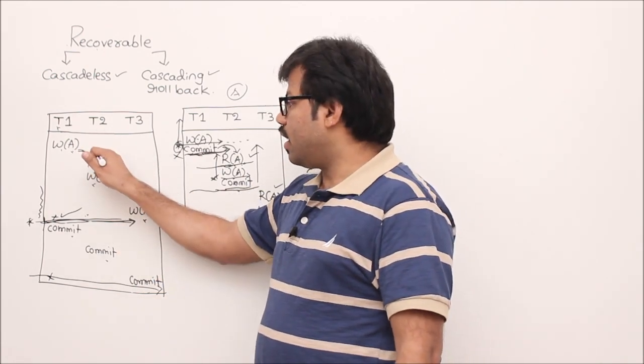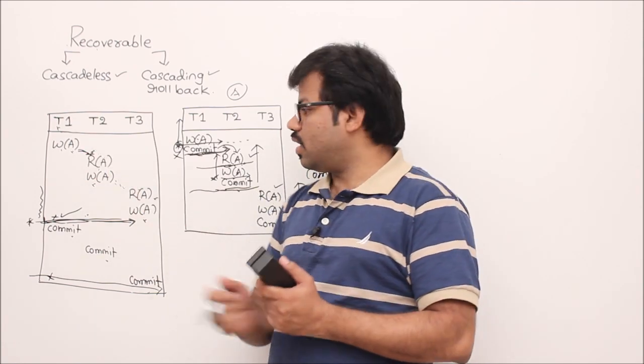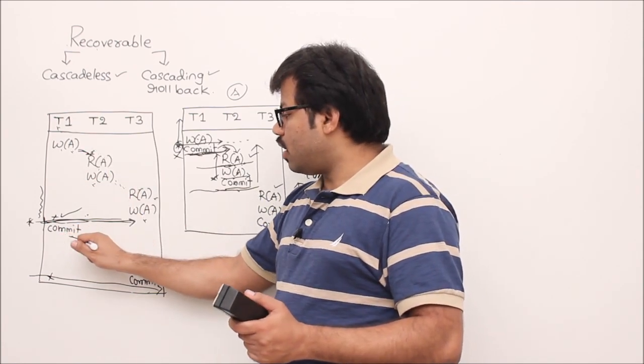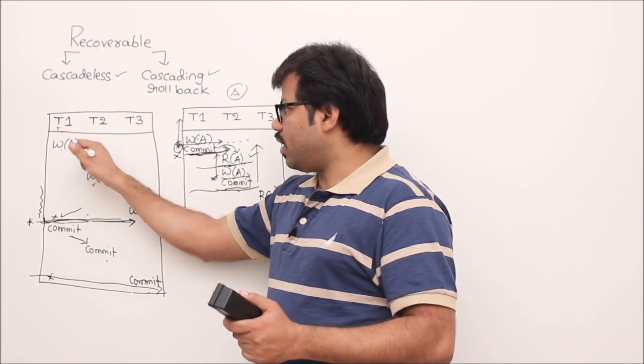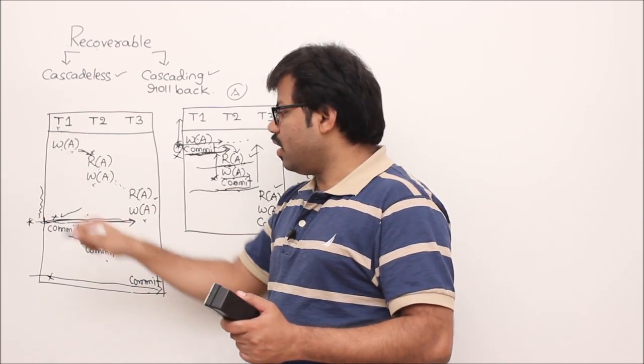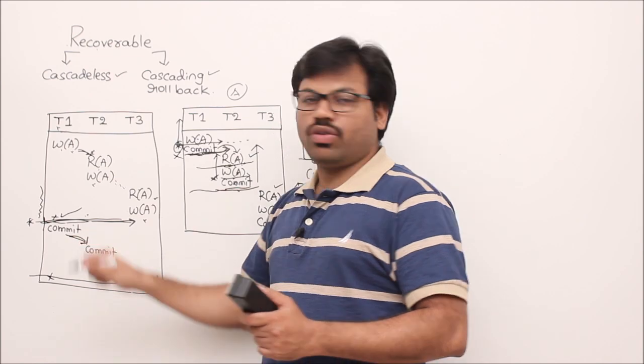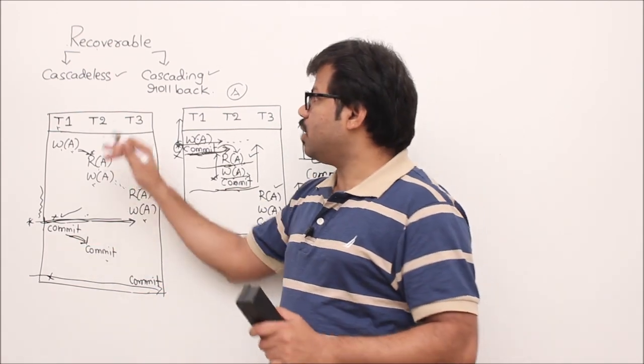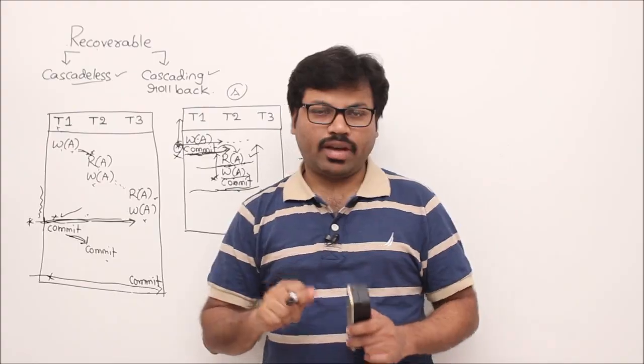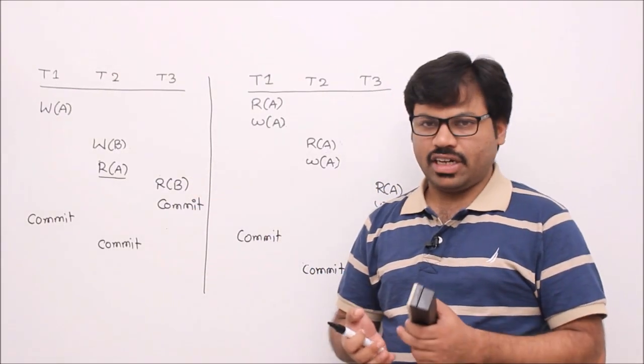Whenever you read dirty data, at least please do this thing. What is that? Your commit order should be in this order. For example, if T2 reads data from T1, then the commit order also should be T1 to T2. Understand? So finally, this is about cascadeless and cascading rollback. With this example we check the recoverability issues.